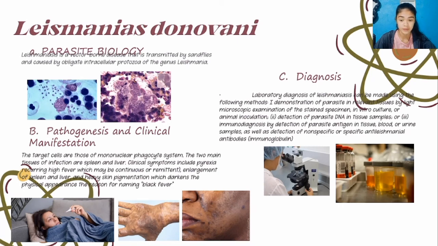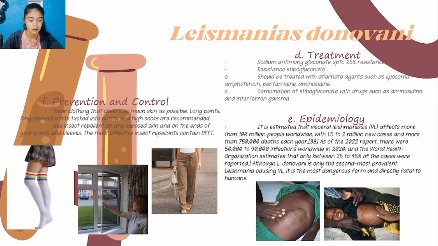black fever. So diagnosis: it can be diagnosed through microscopy, in vitro and in vivo isolation, in vivo immune response, antibody detection, and molecular diagnosis. Treatment: sodium antimony gluconate, with up to 25% resistance. So the resistance to stibogluconate should be treated with alternate agents such as liposomal amphotericin, pentamidine, and aminoside. And the combination of stibogluconate with drugs such as aminoside and interferon gamma.